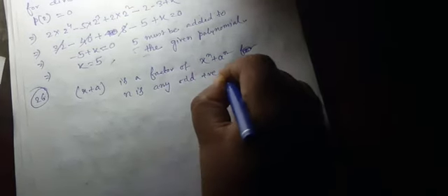Next, question number 26. It is told to use the factor theorem to prove that x plus a is a factor of x power n plus a power n for any odd positive integer n.